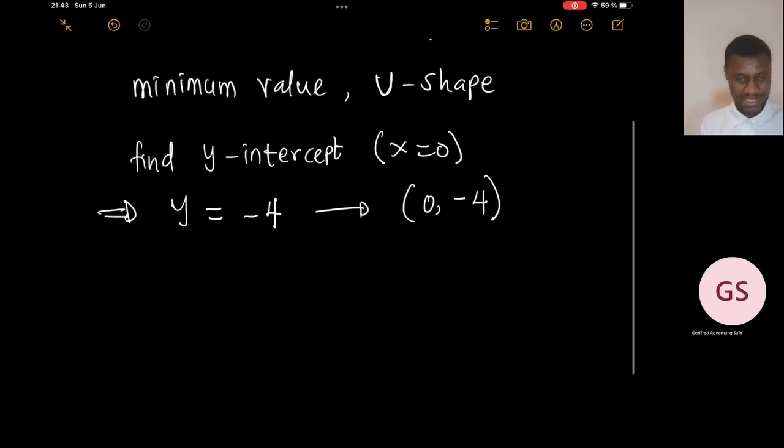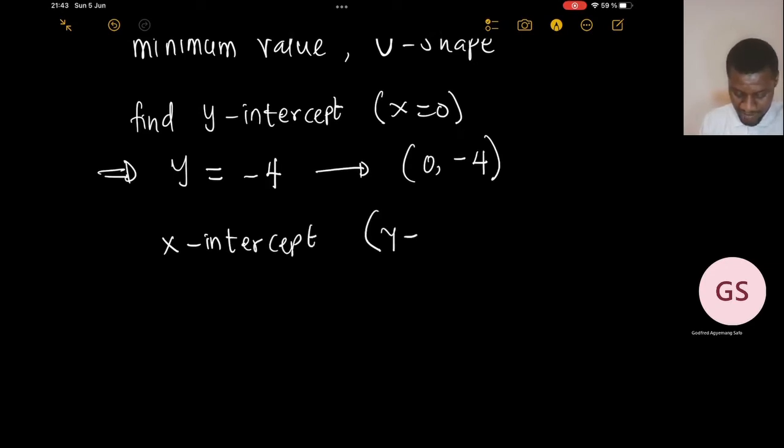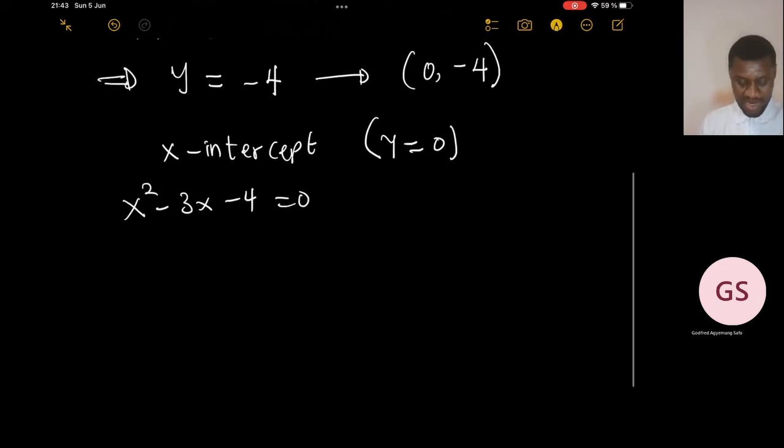Then we look for the x-intercept. The x-intercept is when y is equal to 0. So we have x squared minus 3x minus 4 is equal to 0. Now I have a quadratic equation we have to solve. You can solve this by factorization, by quadratic formula, or by completing the square. Among these three methods, use the one that you find comfortable working with.